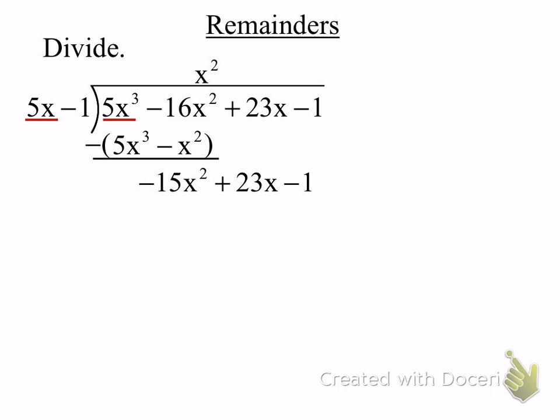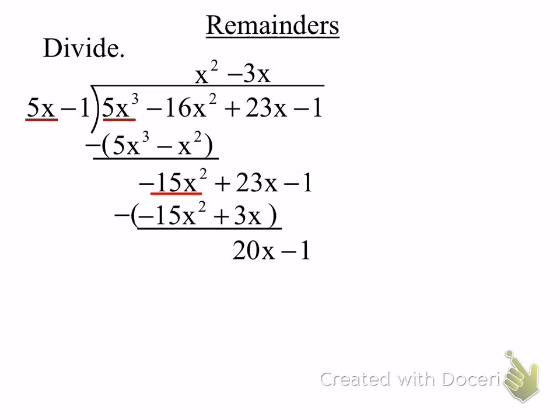5x times what equals negative 15x squared? Negative 3x. Multiply the whole thing, and we'll get negative 15x squared plus 3x. But we subtract the whole thing, and it makes everything the opposite sign. I bring down the 20, because that's a negative, right? Are you guys with me?